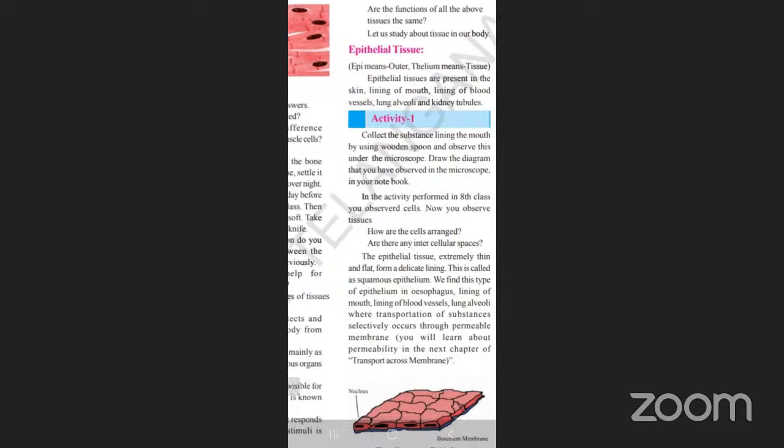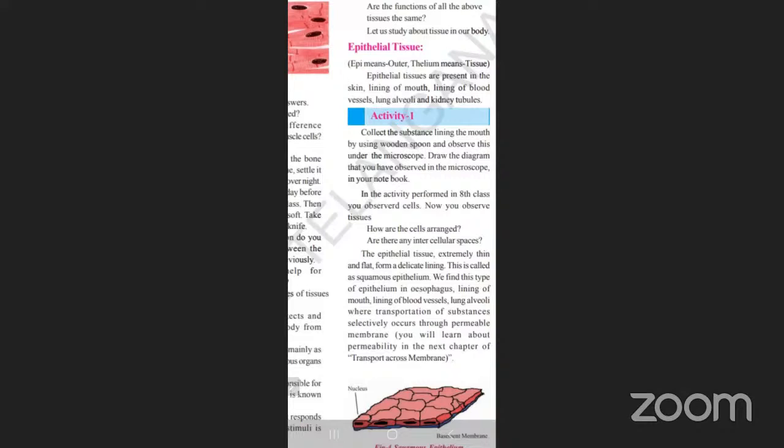You shouldn't think of the skin only. Here, the lining of the mouth and the lining of blood vessels also. If you take blood vessels separately, their outer covering also involves epithelial tissue. Lung alveoli and kidney tubules also have it.